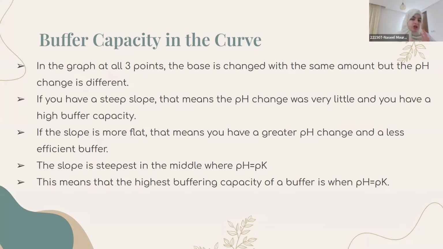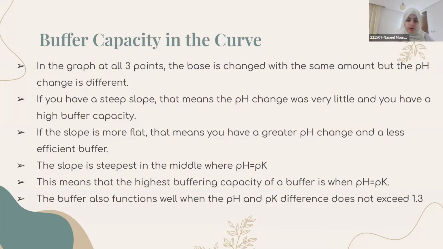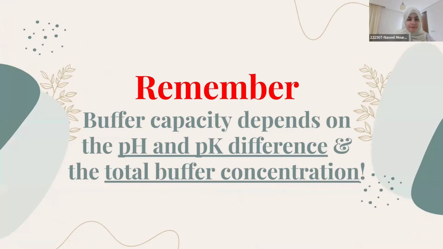So just because I said pH has to be equal to pK, in other words, the pH-pK difference is 0, doesn't mean that if the difference is just 0.1, then the buffer won't work. No, there's a range. And what we want to keep the buffer in is a solution in which the pH and pK difference is not more than 1.3. Okay? And we'll see examples of that. But just keep the number 1.3 in your mind. Don't ask me why it's 1.3. I have no idea, okay? So again, remember how the buffering capacity depends on the pH-pK difference and the total buffer concentration. Okay?